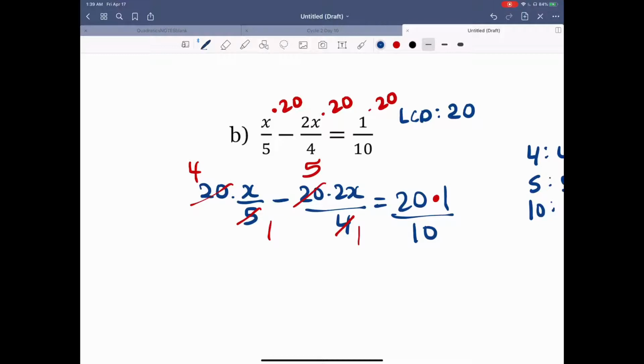10 goes into 20. You always think of the small number into the larger. 10 goes into 20 2 times.